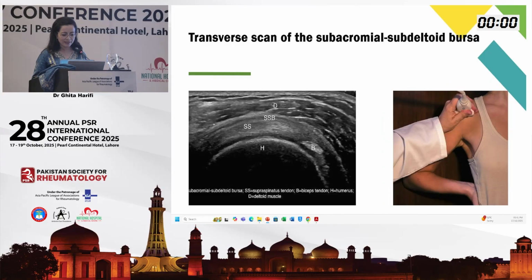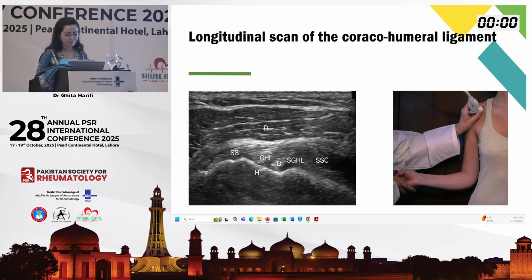So basically, this was a long axis, this is a short axis of the subacromial subdeltoid bursa. Again, it's positioned between the supraspinatus and the deltoid, and when it's inflamed, it's distended. You can see a large amount of effusion at this level.